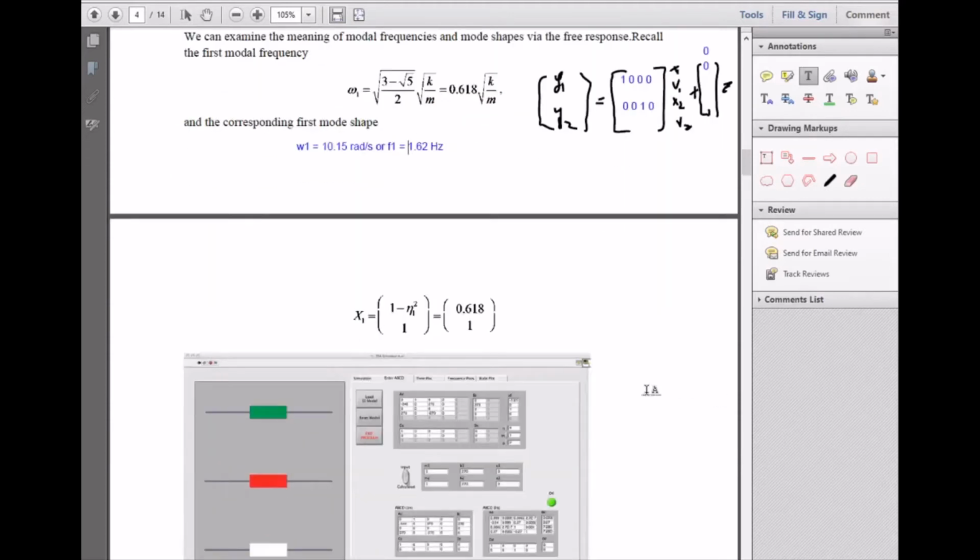So now let's go to the next line. This is the mode shape. This is for mass 1, this is mass 2. These are the amplitude ratio of mass 1 and mass 2 when it's vibrating at the first mode, at the frequency of 1.62 hertz. So that means I can excite this mode. If I can excite the first mode, then it will be vibrating at 1.62 hertz with the amplitude ratio of 0.618 for mass 1 and a 1 for mass 2. So a little more for mass 2.